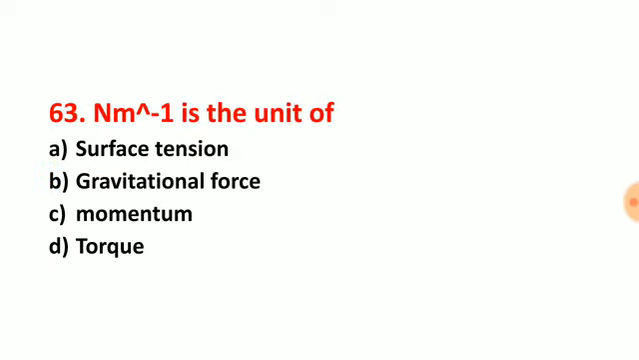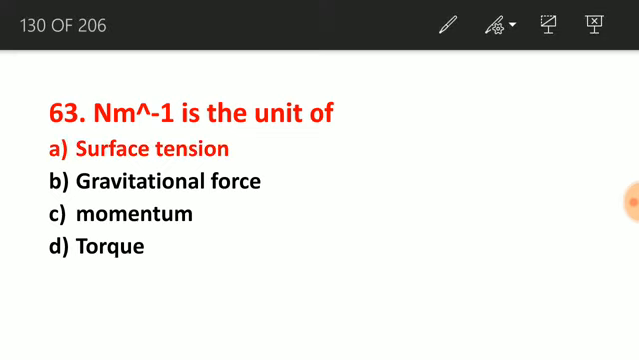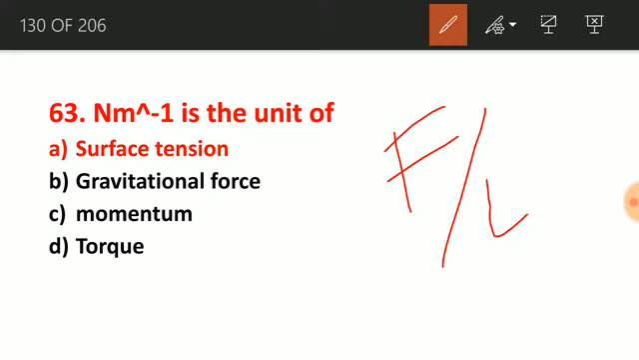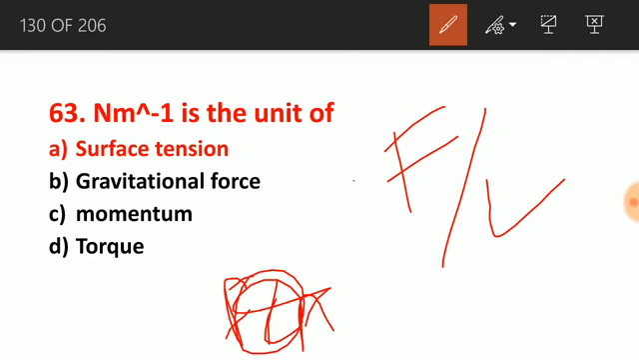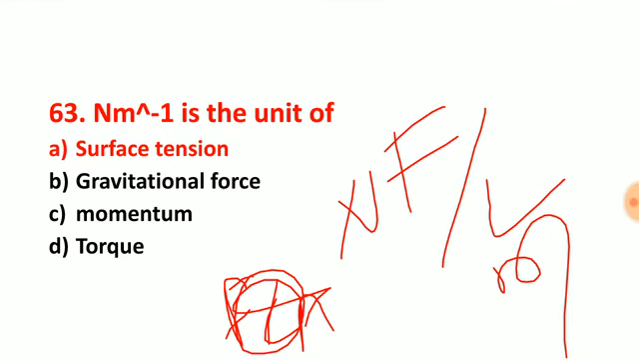Question number 63. Newton per meter is the unit of surface tension, because surface tension is force per unit length. Force per unit area is pressure, but force per unit length is surface tension. So this is Newton, this is meter. Surface tension is the tendency of a liquid to occupy minimum surface area. Because of surface tension, small water drops are spherical and big water drops are oval in shape.